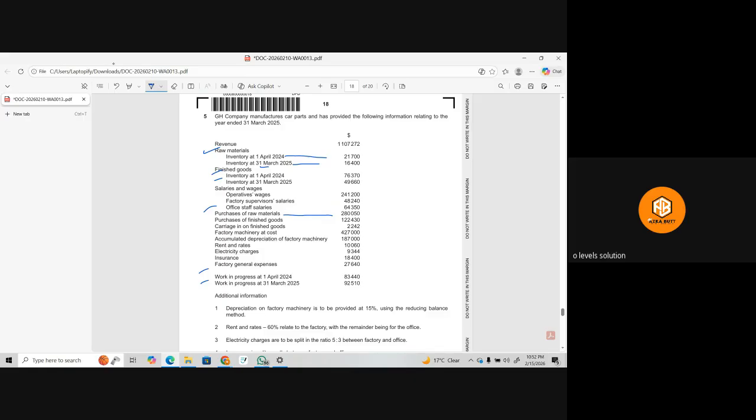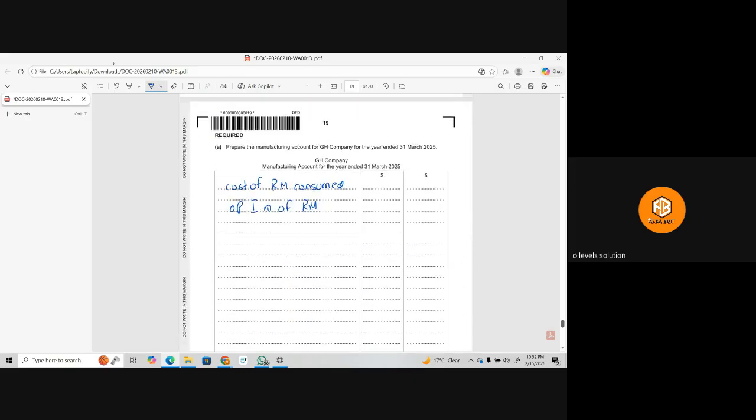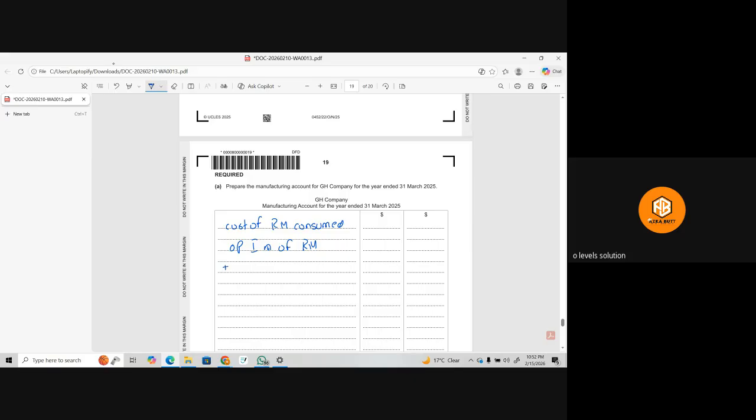After that, we will see if there is any purchase return of the raw material. I can't see any purchase return, so we will not write it. We will directly write the closing inventory, so we will minus this. So it will be like this. We will add the purchases of raw material and we will deduct the closing inventory of raw material, and then we will get the answer.